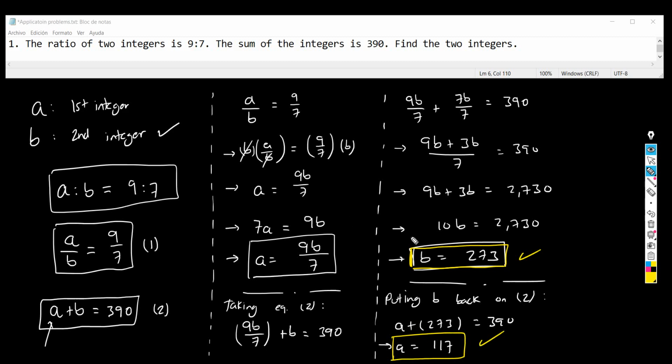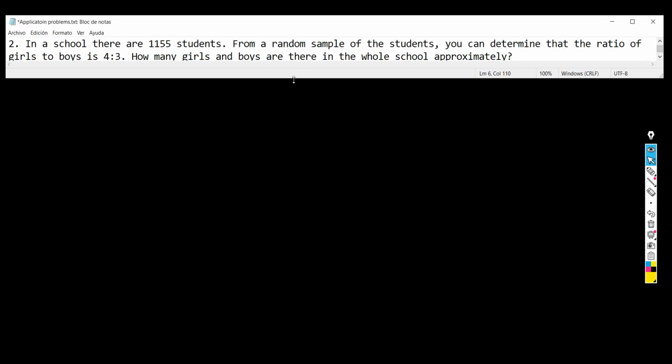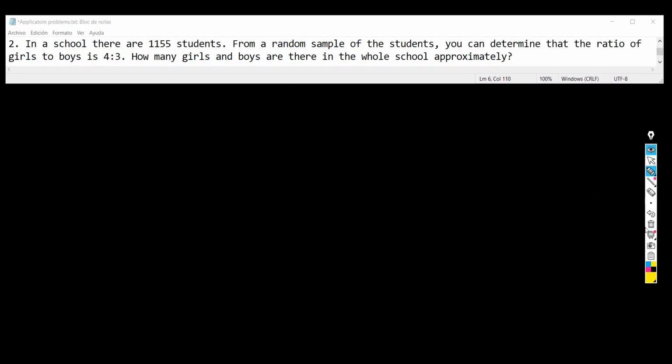And the problem is solved because I have found my two integers. Okay, and that's how you solve this problem in particular. Well, that's one way you can solve it. Okay, next problem. Let's see. Problem number 2.